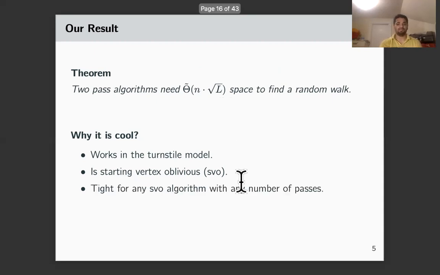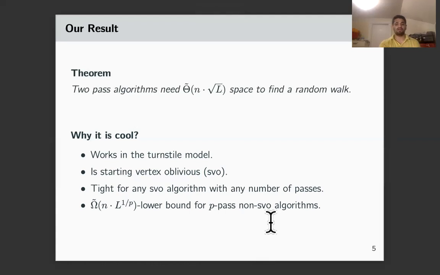For SVO algorithms, we can actually show a very strong lower bound. We can show that even if you increase the number of passes to any number you want, even if it's infinitely large, any SVO algorithm that finds an L-length random walk must have at least n root L space. So we are tight in a very strong sense. We have a 2-pass algorithm that does this, but even if the number of passes was 1 million or, I don't know, n squared, the algorithms that have the SVO property that output a random walk must have n root L space.